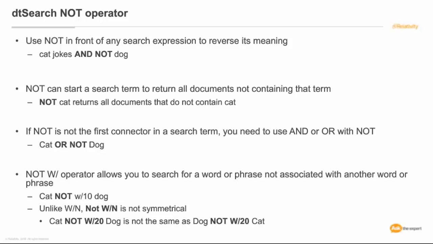It is important to know that you can use proximities with the not operator as well. This will find occurrences of a phrase when it is not used with another term. Here you can see that not within is not symmetrical. Let's look at these 2 queries. In the cat not within 20 dog search term, dtSearch searches for cat and excludes cases where cat is too close to dog. However, in the dog not within 20 cat request, dtSearch searches for dog and excludes cases where dog is too close to cat. So it's important to define specifically what you're searching for.